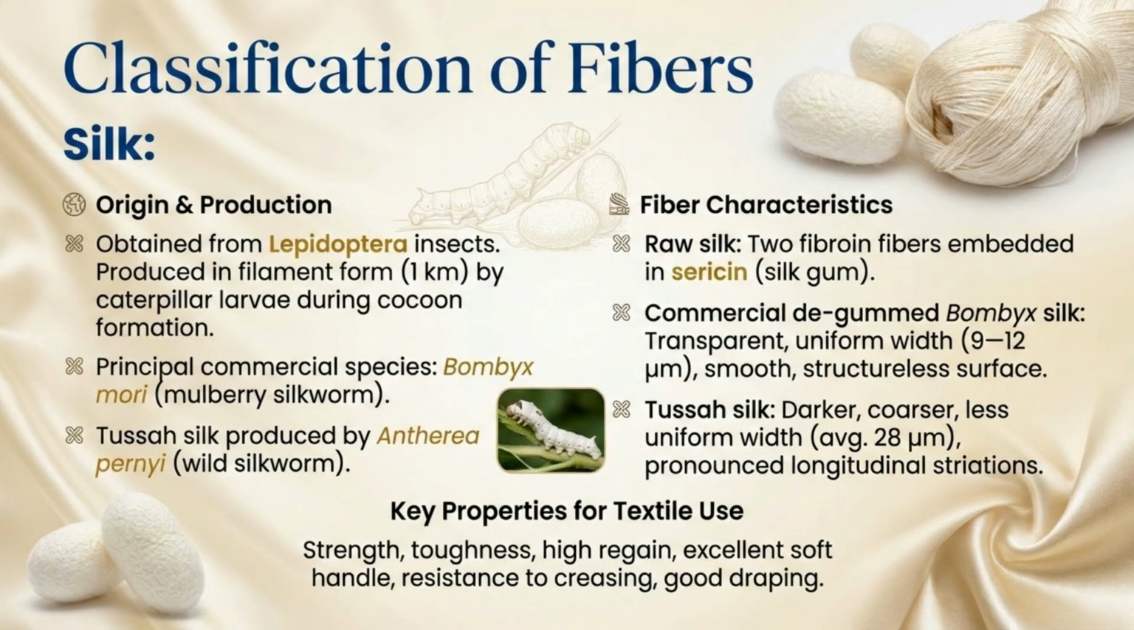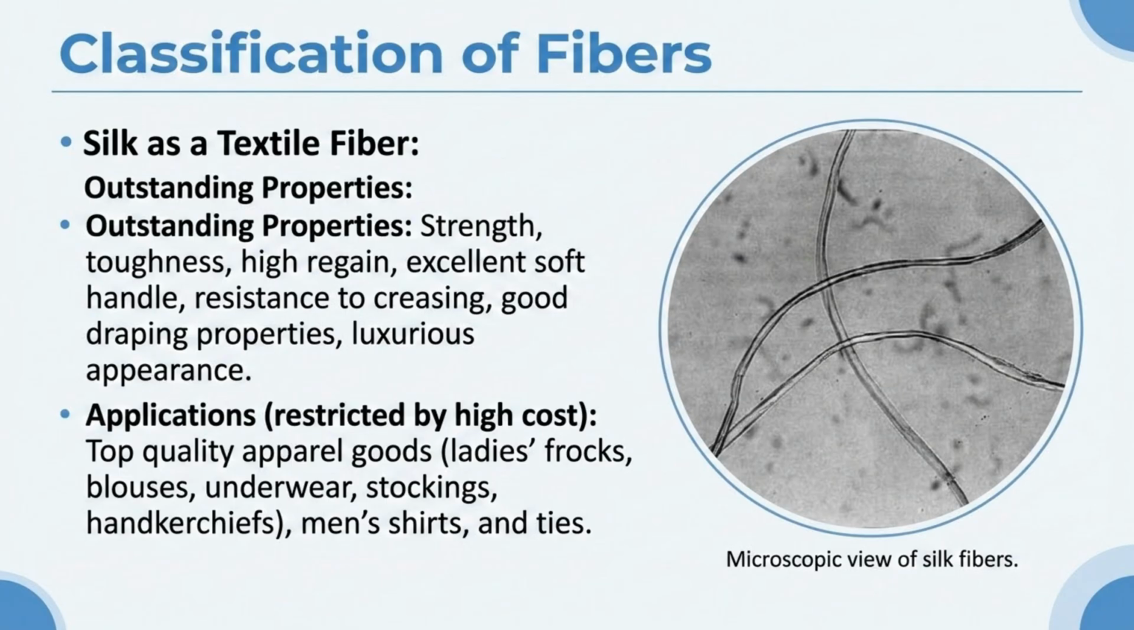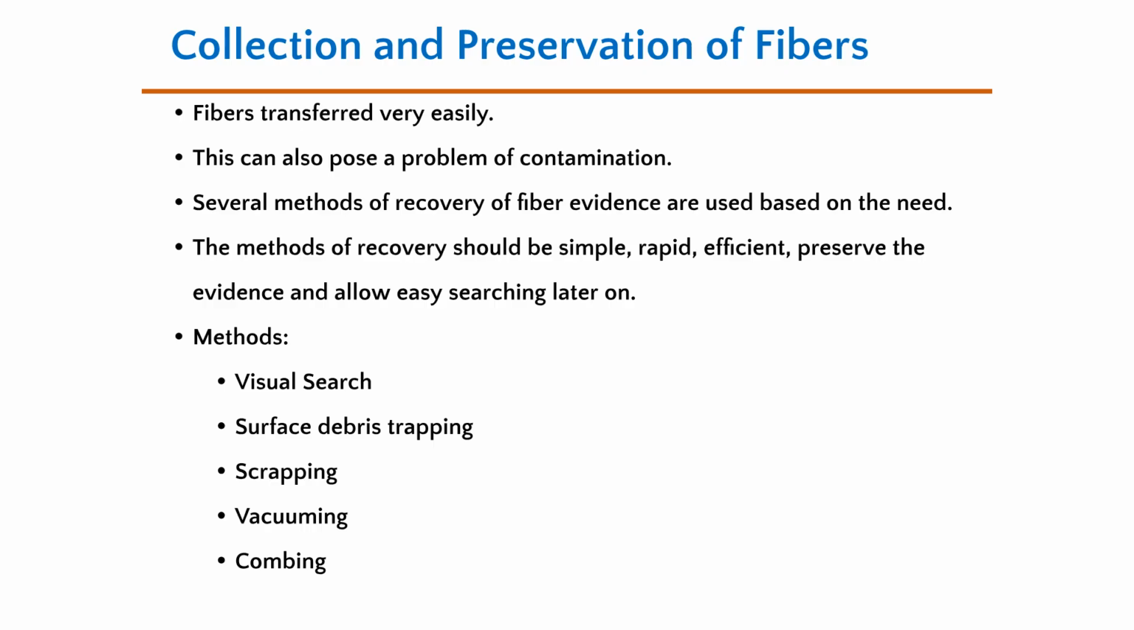Silk is obtained from Lepidoptera insects, primarily the mulberry silkworm, Bombyx mori, yielding a filament fiber. Raw silk consists of fibroin fibers encased in sericin. Tussus silk, from wild silkworms, is coarser with longitudinal striations. Silk's notable properties include strength, toughness, high regain, and a luxurious appearance, leading to its use in high-quality apparel. Due to its high cost, silk is mainly used for top-quality goods like dresses, ties, and underwear.